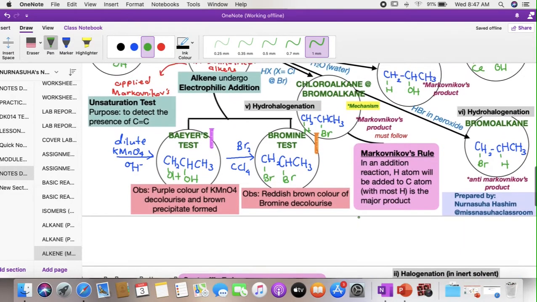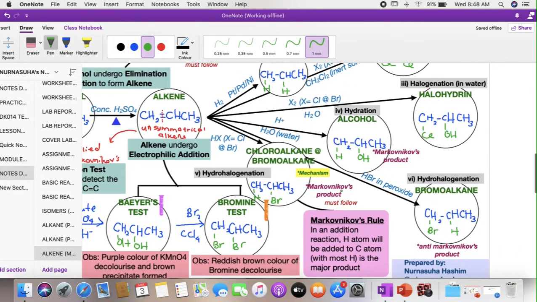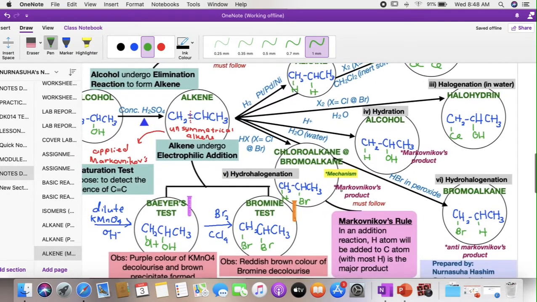Next. So hari ni Miss nak discuss cara melukis mechanism. So we are going to focus on reaction number 5 here, hydrohalogenation. Kat sini. Hydrohalogenation. So for this reaction, we are going to draw its mechanism. Maksudnya kita akan tunjuk macam mana daripada propene jadi bromopropane.